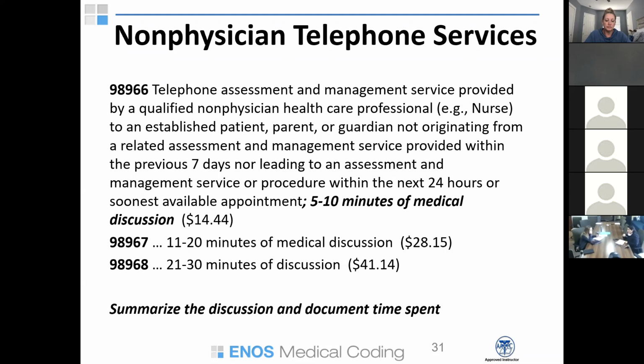Non-physician telephone service codes have the same time thresholds and the same rules. So these could be for nurse practitioners, when nurse practitioners would not use the qualifying physician codes, nurse, physical therapy, occupational therapy, the same non-physician health professionals we mentioned on the earlier slides. So these also have to have the time documented, and this is for one particular call, not calls over a period of a week.